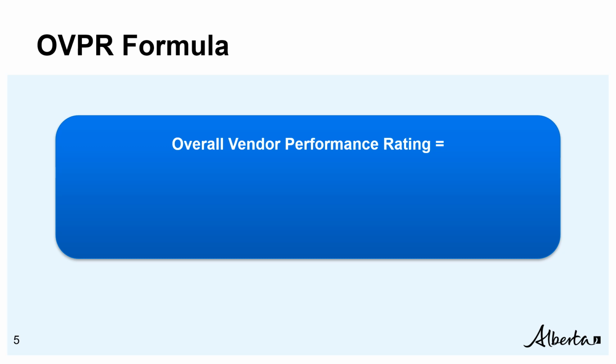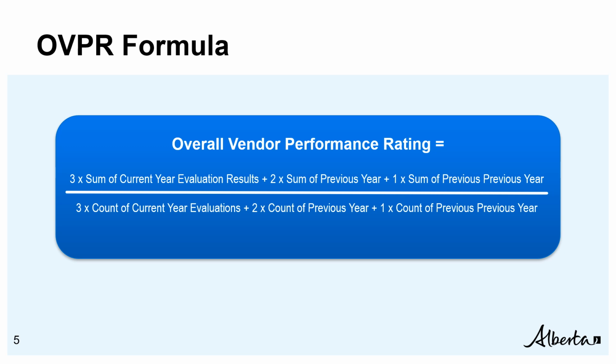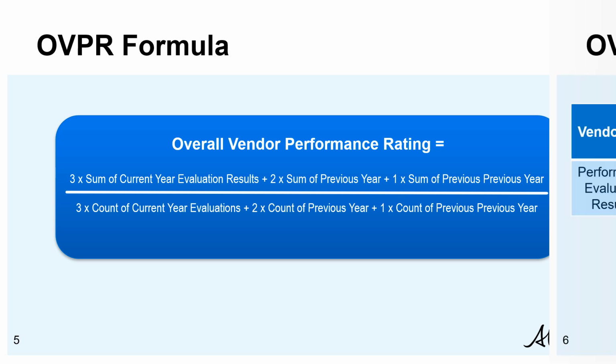What exactly is the formula for OVPR? Let's take a look. The evaluation results from the current year are multiplied by 3, the results from the previous year by 2, and the results from the year prior to that by 1. This calculates an average vendor rating, ensuring the more recent results carry more weight in the calculation.